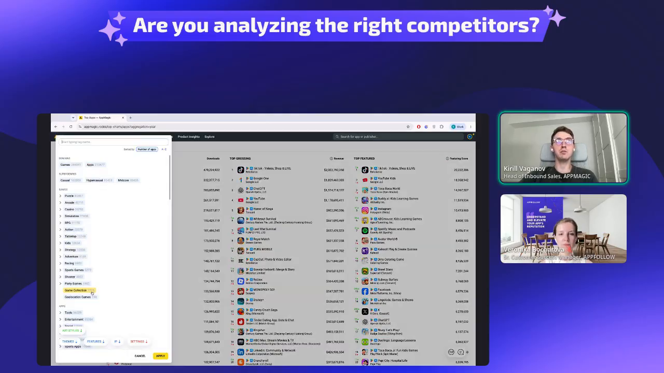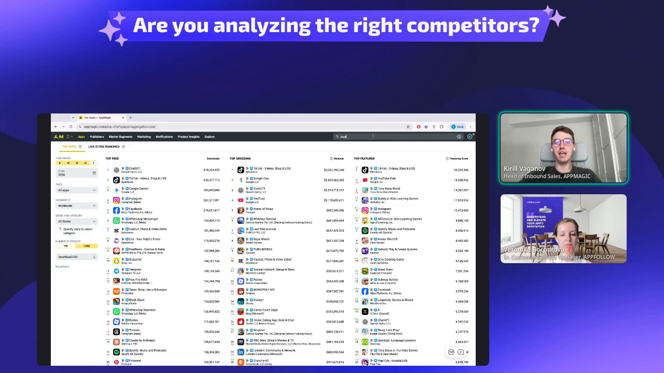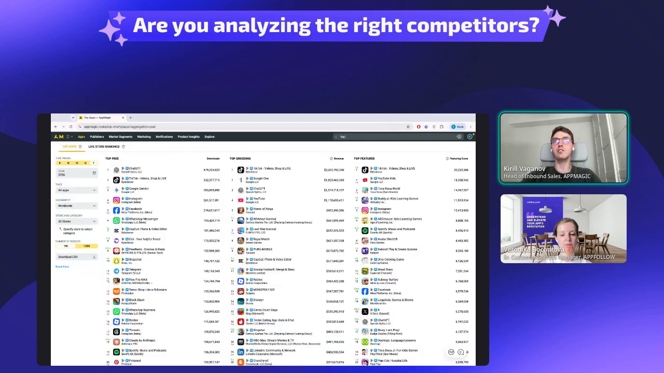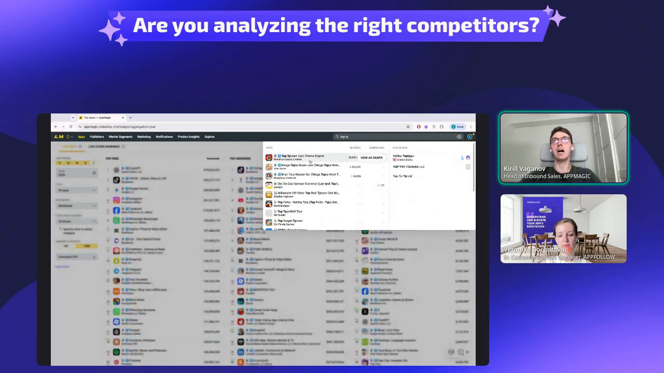So if you look at our taxonomy system, there are a lot of different tags. There are a lot of different genres here. One of the genres would be tycoon. Another genre would be racing games, puzzle games, whatever. A good example of a game that transcends the genres would be a game called Top Tycoon.